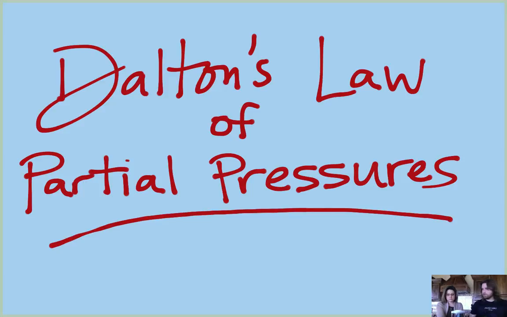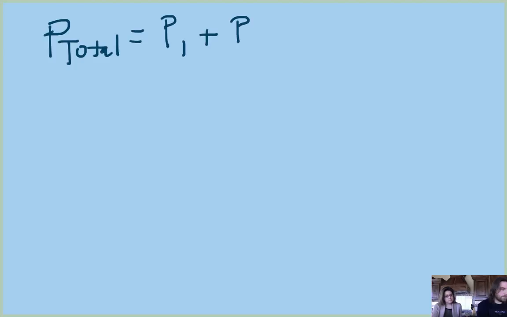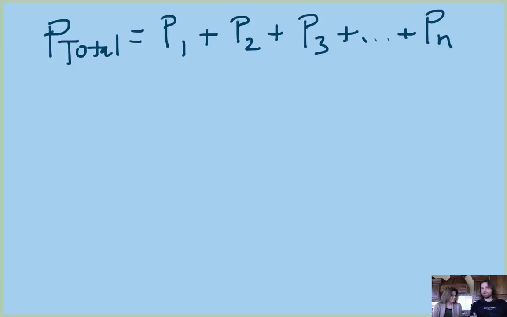Okay, I think we can actually do a couple of examples to show how to calculate this. Let's look real quick at the equation for Dalton's Law of Partial Pressures. The total pressure is equal to the pressure of one gas plus the pressure of another gas, partial pressure anyway, plus the partial pressure of the third gas, and so on all the way to the nth gas. N means the last gas.